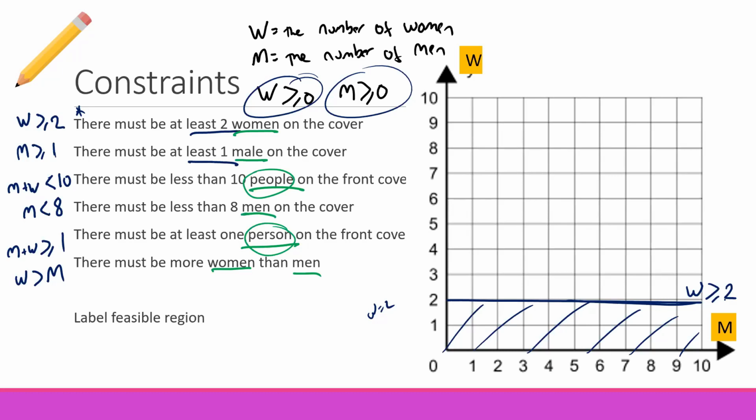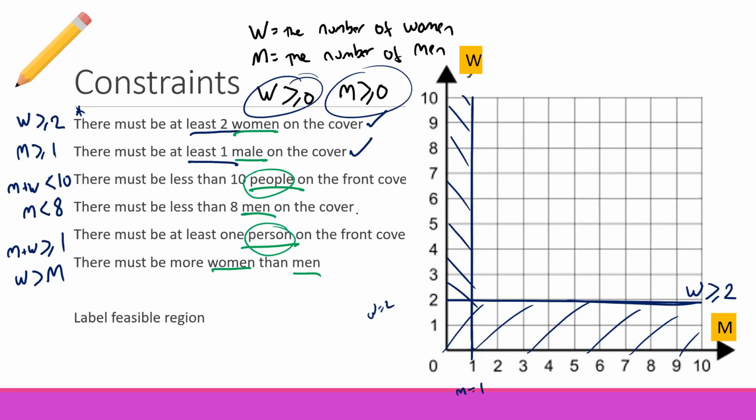Okay, so if we look for M equals 1, which is here, then we're going to have a line that looks like this. And it has to be more than, so I'm going to shade this region here. So now we've got a bit of an idea of the smallest amount of people we could probably have: 2 women and 1 man. That's the smallest number of people we could have on the cover. So that's ticked off this one, and we've ticked off this one. We've finished that one.